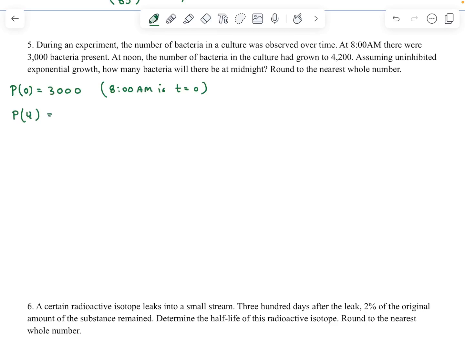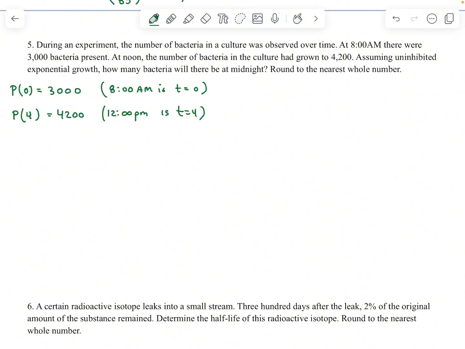P of 4 is going to equal 4,200, and that's because at noon, there were 4,200 bacteria in the culture. And here, again, we're assuming that 12 p.m. is t equal to 4.